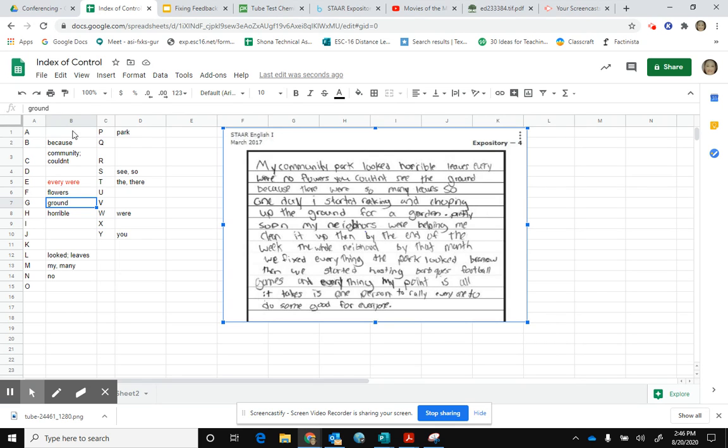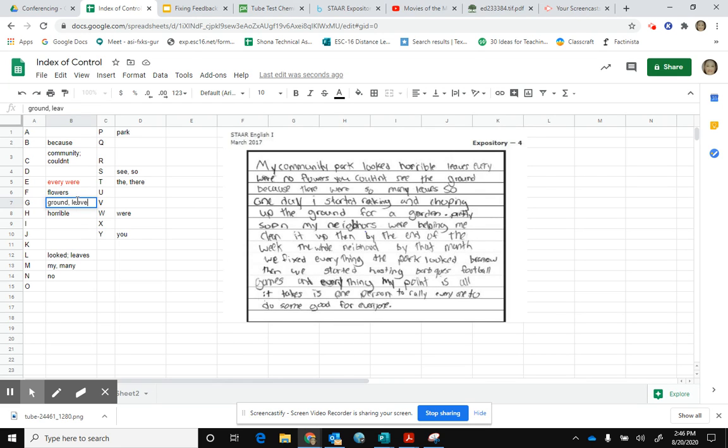So, what I do whenever I work with a student like this, that I really want to consider what's going on or I need to communicate with an ARD committee, I write the alphabet down in a grid. And then I go through and I begin to write down all of the words that they have done. And so at this point, I've gotten to I read, my communicative part looked horrible, leaves everywhere, no flowers. You couldn't see the ground because there were so many leaves. So I right here, ground is here.